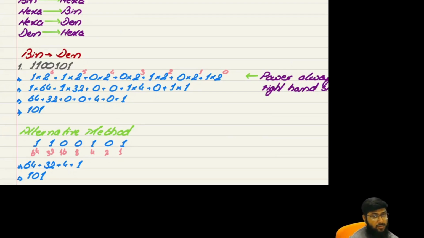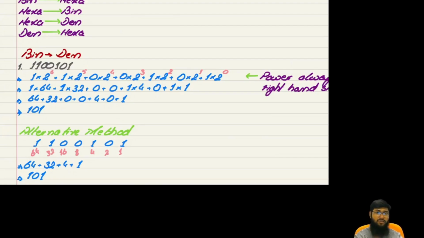Now for the zeros, if I multiply anything with a 0, that completely says that it's a 0 once again. So I just wrote a 0 over here. Then 1 by 4, 0 by 1, 0, and then 2 power 0, 1 by 1. I got a bit confused. Then I'm going to add them all together. That's 64 plus 32 plus 0 plus 0, 4 plus 0 plus 1, and finally I'm getting the answer 101. Now it's a bit lengthy procedure.